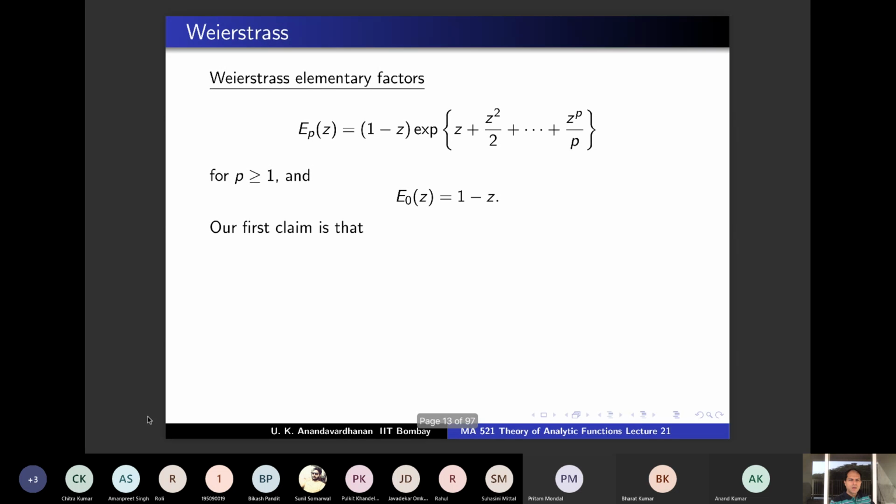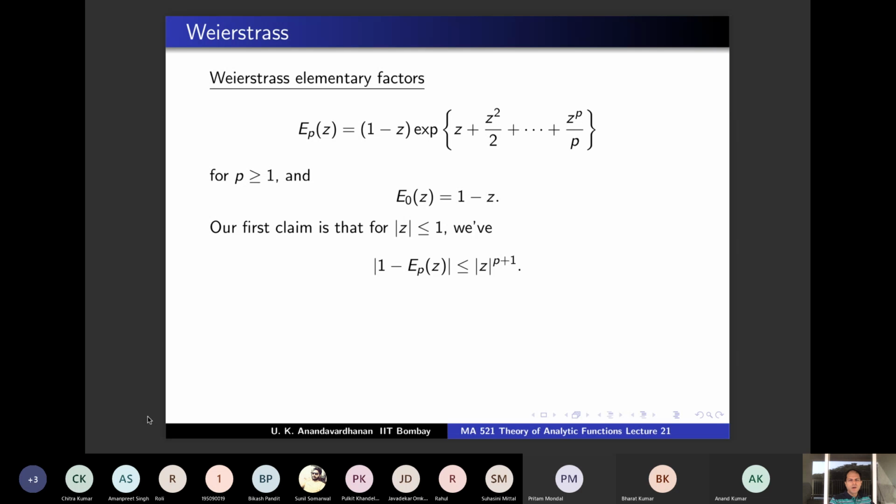So our first claim is that if mod z is less than or equal to 1, then modulus of 1 minus E_p(z) is less than or equal to mod z power p plus 1. We are going to use this later. See, finally, how will we prove that infinite products are holomorphic, etc.? The corresponding infinite sum, you need convergence. So you will need some estimates. So this is the first estimate.